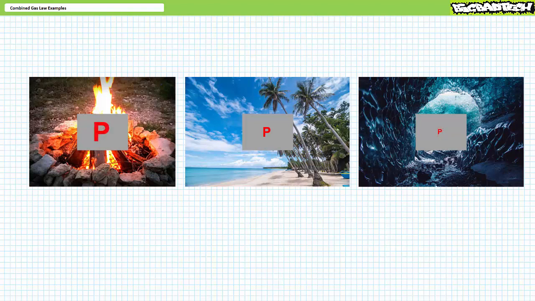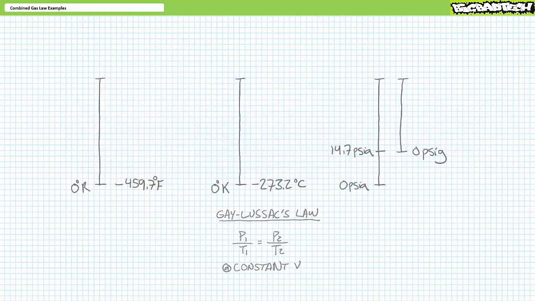Undoubtedly, the container in the campfire will experience more pressure than the one on the beach and much, much more pressure than the one in the glacier. This thought experiment perfectly illustrates Gay-Lussac's law, which states given constant volume, P1 divided by T1 equals P2 divided by T2, where again the subscripts 1 and 2 mean the initial and final conditions. Given 3 known properties, one can solve for a 4th unknown property.